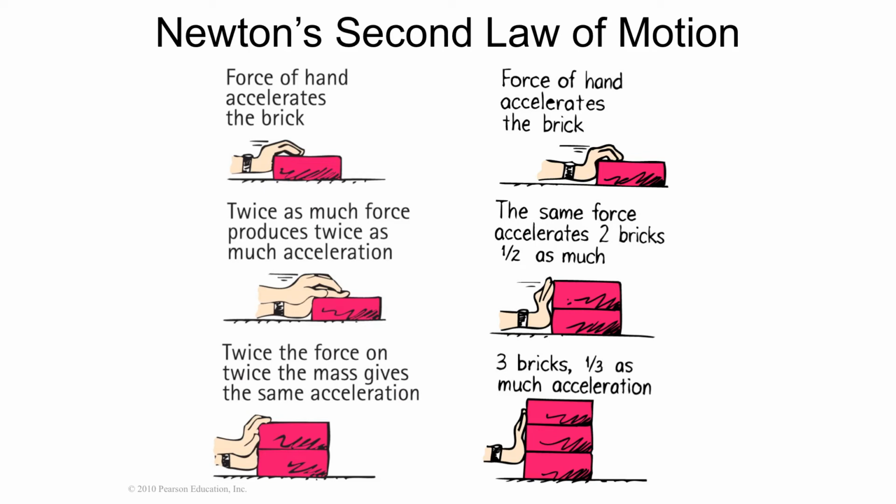If you double the mass, okay, and you push with one hand, with whatever that force is, you're not going to accelerate it as much. You're going to accelerate half as much. If you double your force and double your mass, then that would be the same as the first picture, where you have a force and a mass. So if you doubled one and doubled the other, then your acceleration would be the same.